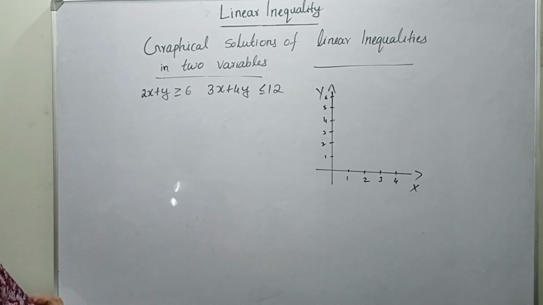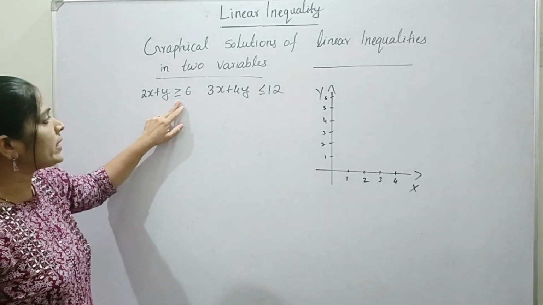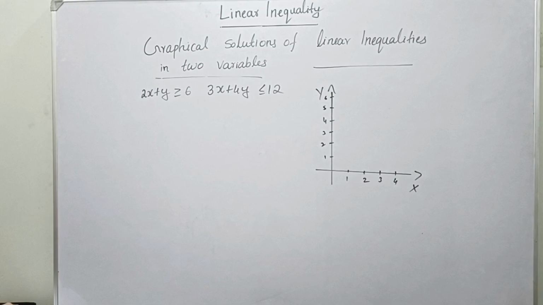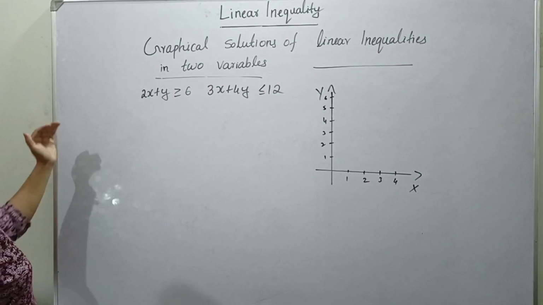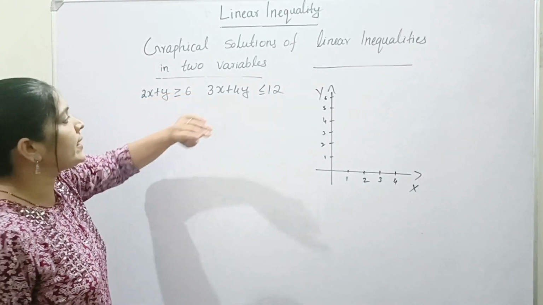Next question. Find the feasible region of the given inequalities 2x + y ≥ 6, 3x + 4y ≤ 12. Okay, our first method is putting x = 0, y = 0. Let us put x = 0, y = 0 in the first inequality, then the second.